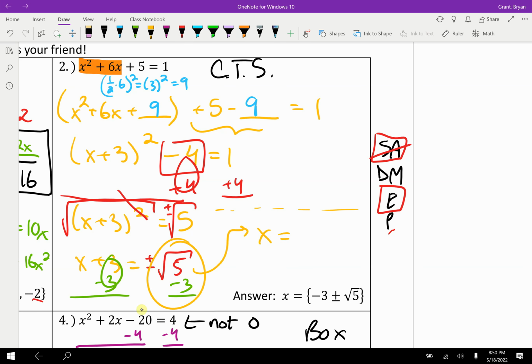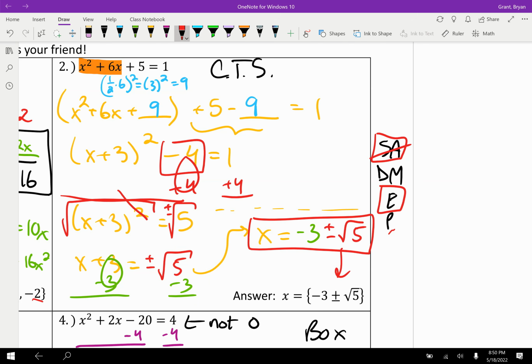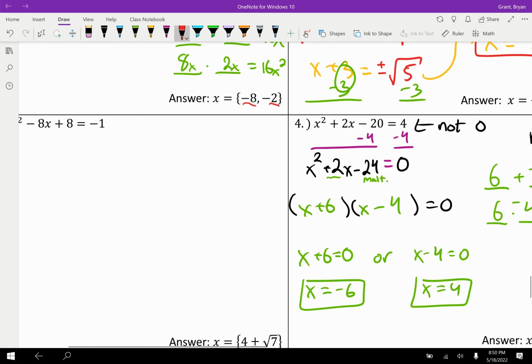Negative 3 and square root of 5 can't combine. One has a square root, one doesn't. So I'm just going to set the negative 3 right in front of the plus minus square root of 5. And lo and behold, this matches our answer. Pretty awesome. 2 to go.